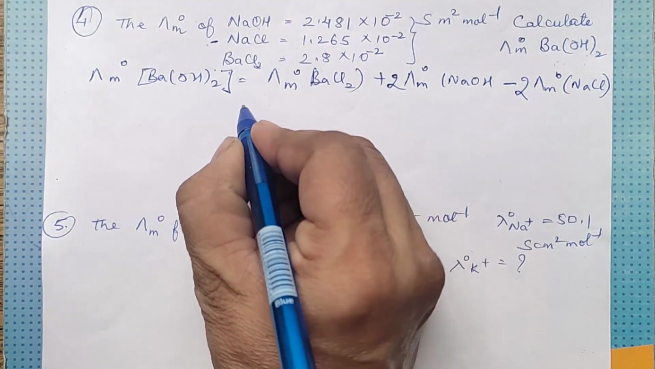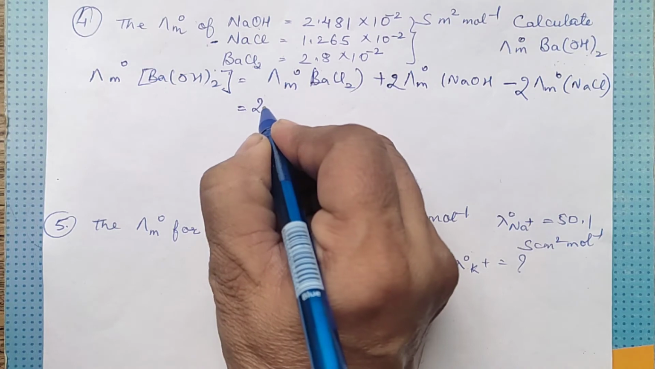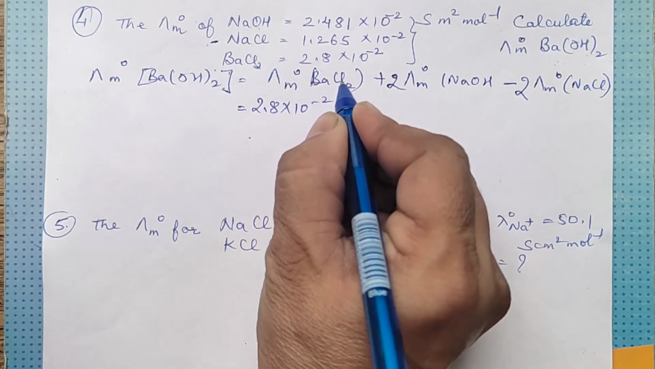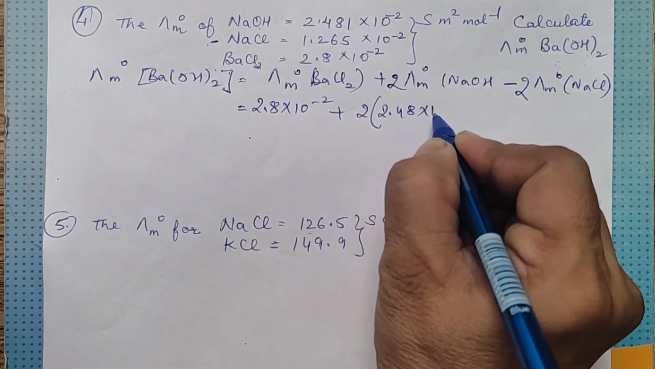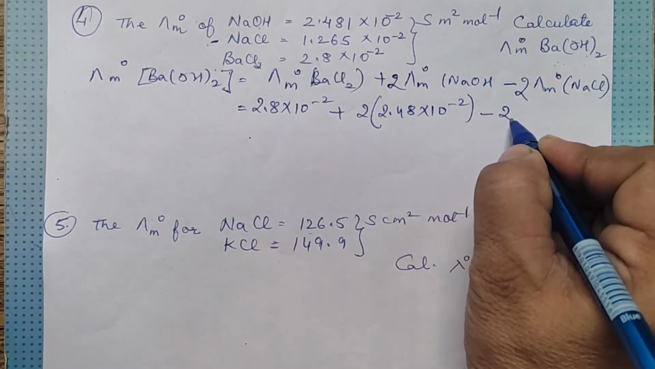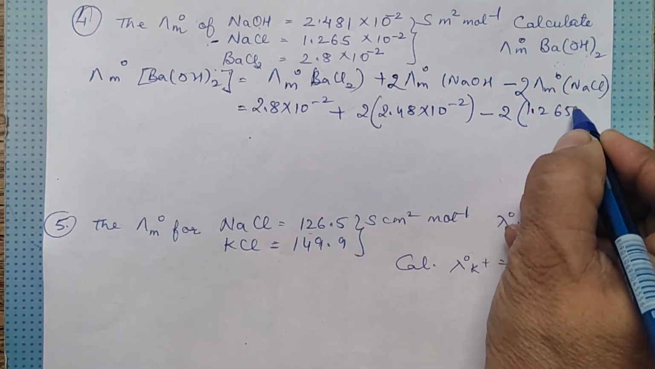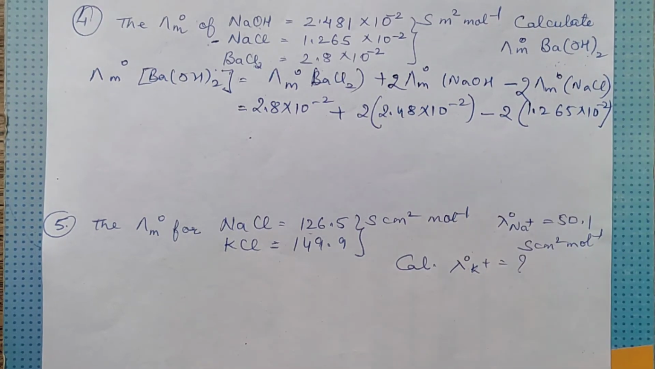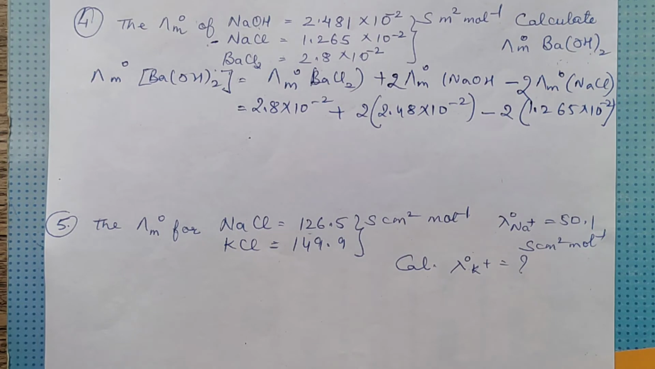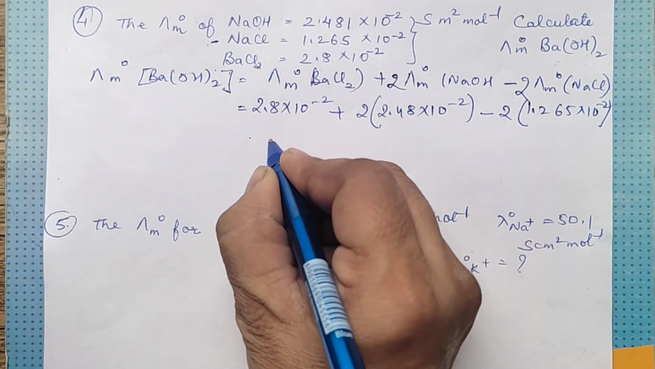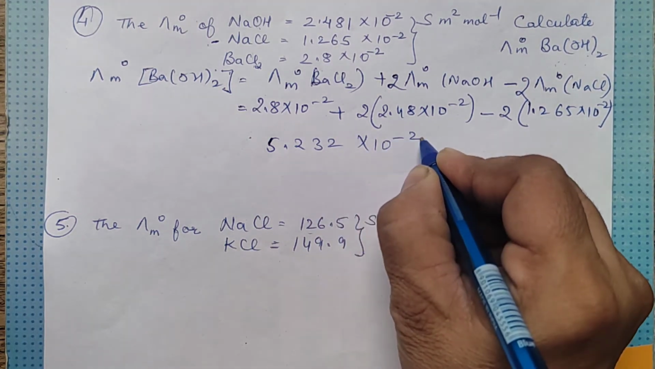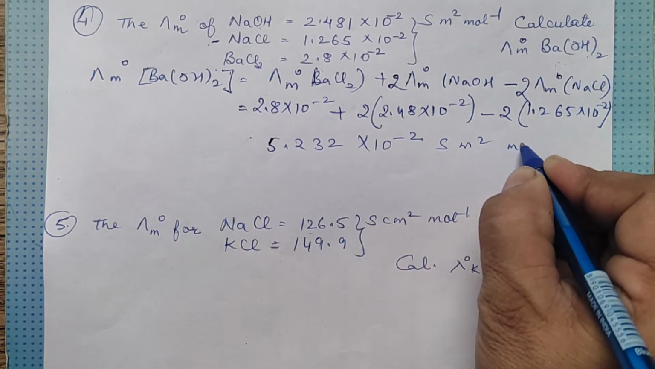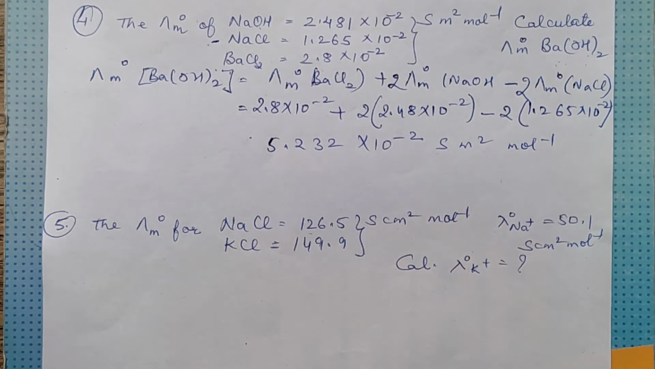Now you'll have to just put these values over here. That is 2.8 into 10 to the power minus 2 for barium chloride, plus twice that of NaOH, 2.48 into 10 to the power minus 2, minus twice that of NaCl, 1.265 into 10 to the power minus 2. So you have to just now calculate. When you solve this part, it comes out to be 5.232 into 10 to the power minus 2 Siemens meter square per mole. Clear? Now moving on to the next question.